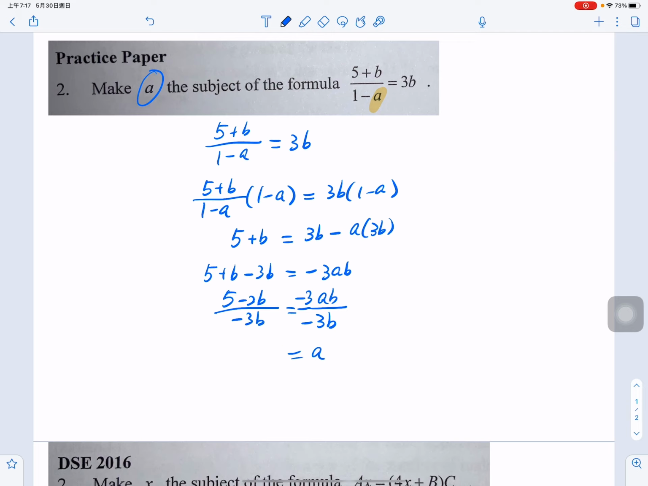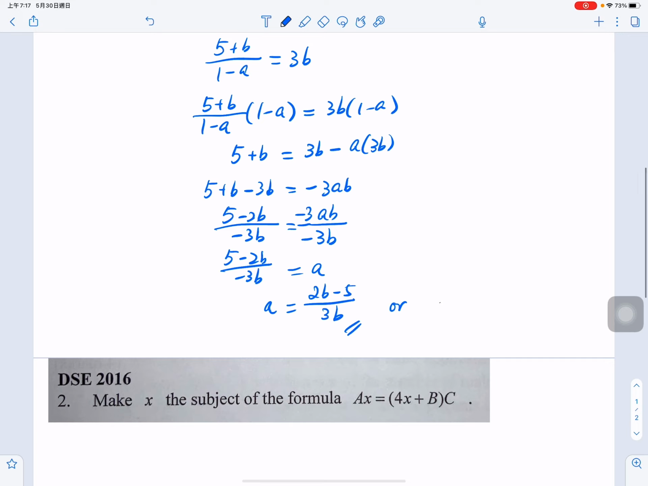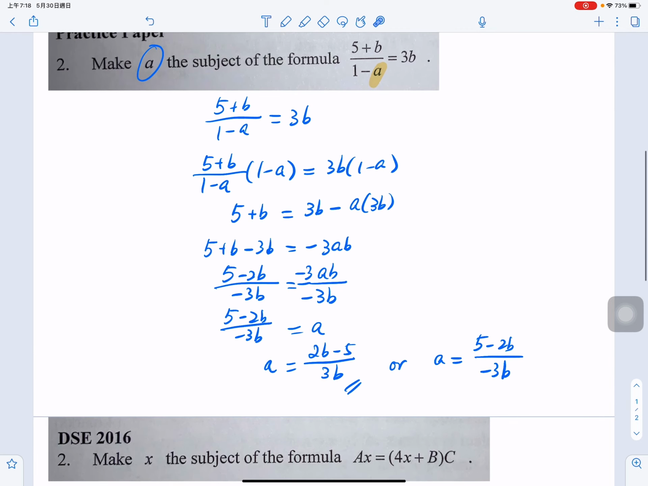At the end, here is a, right? So 5 minus 2b over negative 3b. Maybe you can pick up the negative 1 as a factor, so 2b minus 5 over 3b as the answer. Okay, you can write as a equals 5 minus 2b over negative 3b, or 2b minus 5 over 3b. Both correct.